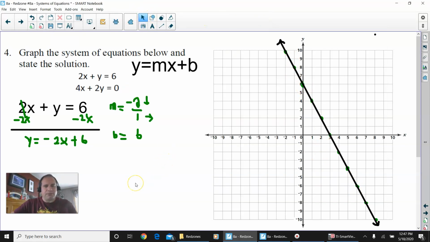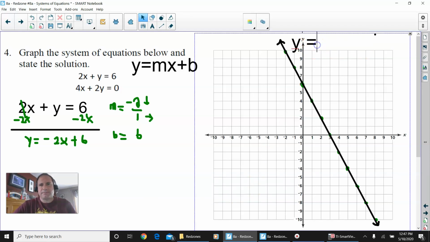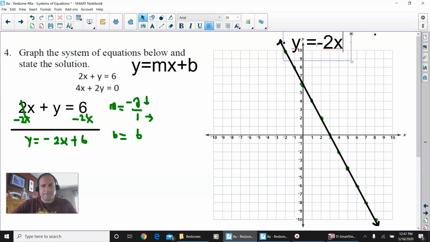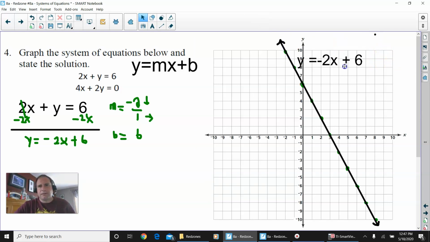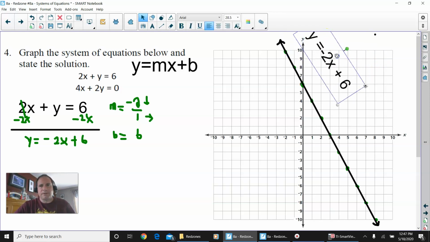I am going to put y equals negative 2x plus 6. And that is my line right there. I could even put it this way if I wanted to, it doesn't matter.